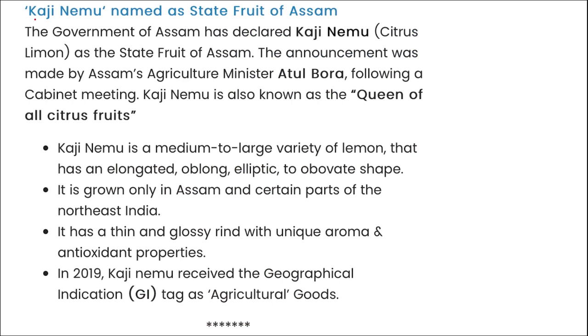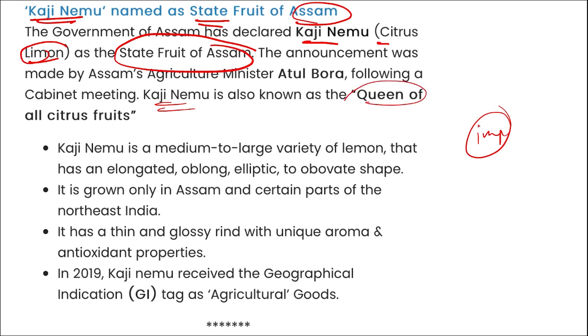Next is Kaji Nemu. Kaji Nemu has been named as the state fruit of Assam. Correct. Kaji Nemu, this is a citrus lemon, and it has been named as the state fruit of Assam. Take a note of this, important. Also remember, Kaji Nemu is also known as the queen of all citrus fruits. Correct. And in 2019, Kaji Nemu received the GI tag as an agriculture good of Assam. Correct. So the new state fruit of Assam is Kaji Nemu.